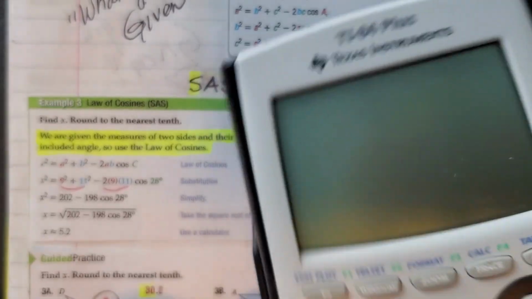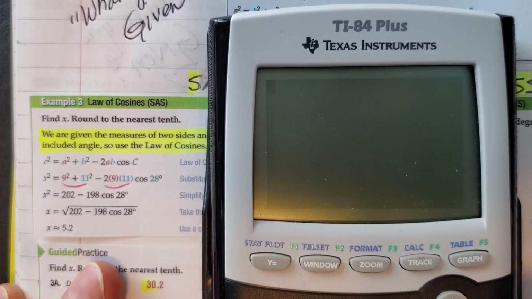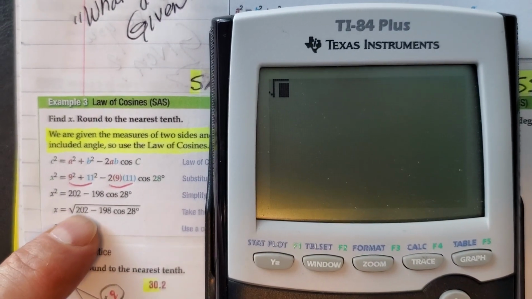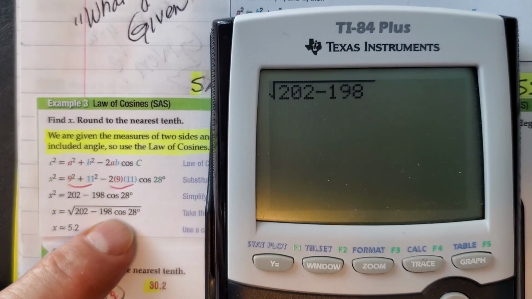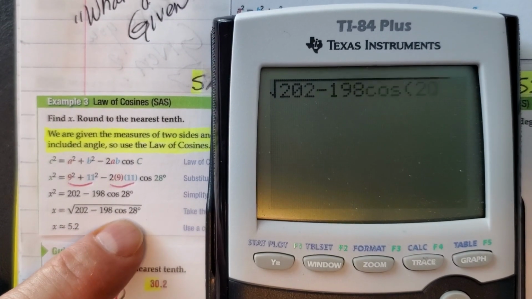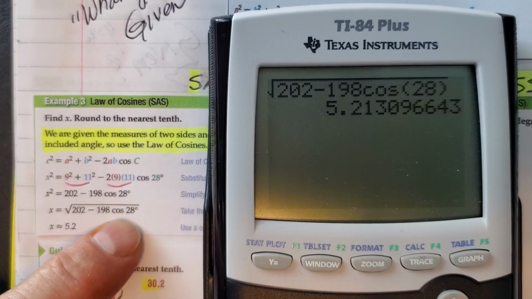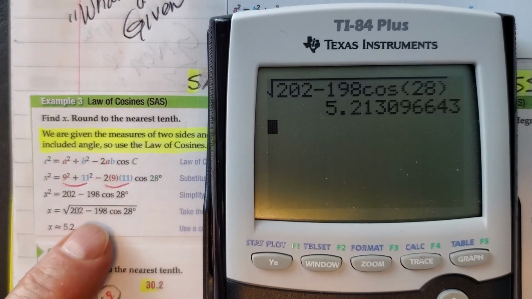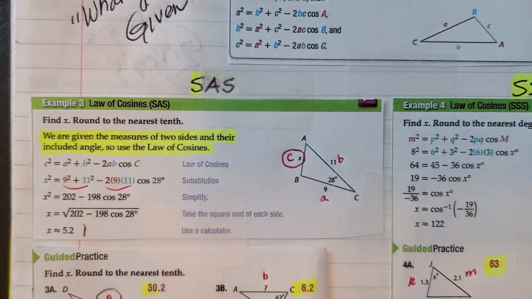So I'm going to do it on the calculator to show you. I'm going to clear that, square root, and I'm going to do all of this right here: 202 minus 198 times the cosine of 28. And put parentheses. You don't have to, but you can. And you can see that you get 5.21 or 5.2. So that's really easy once you get to that part. And I didn't do it like this on my examples, but you can.